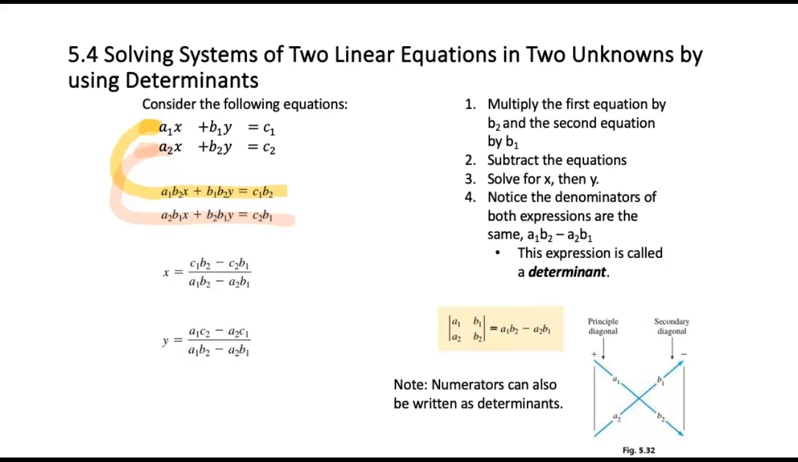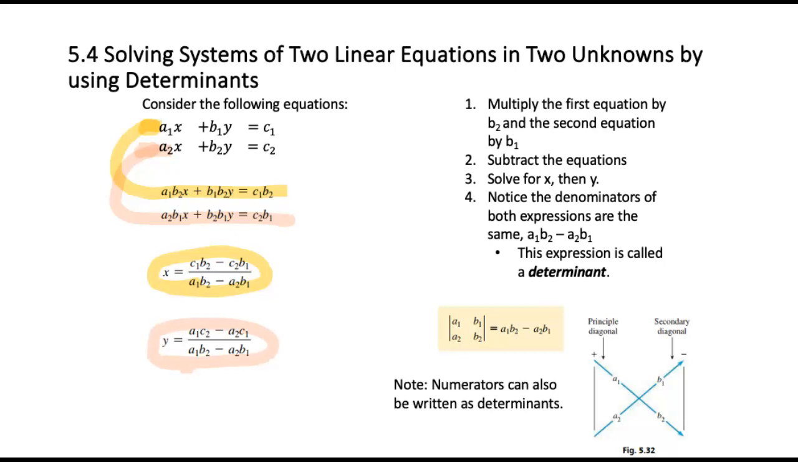And then to solve these two equations, we're going to solve for x and then y. To get x by itself, what we need to do is move the b sub 1, b sub 2, y to the other side of the equation, and then divide both sides by a sub 1, b sub 2. So eventually, this is what we end up with. The solution for x is this. So this is what x is equal to. And then the solution for y ends up being this fraction.